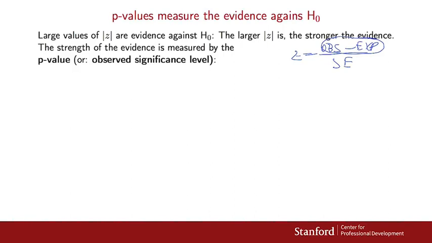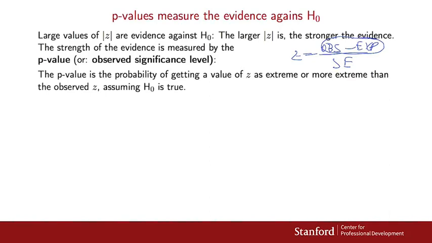The last piece of hypothesis testing that's missing is that we have to find a way to convert the size of z into some measure of evidence. That measure is given by the p-value, sometimes called the observed significance level. The p-value is the probability of getting a value of the z statistic that is as extreme or more extreme than the observed one, under the assumption that the null hypothesis is true. That sentence might be a bit difficult to digest, so it's best to look at some examples.